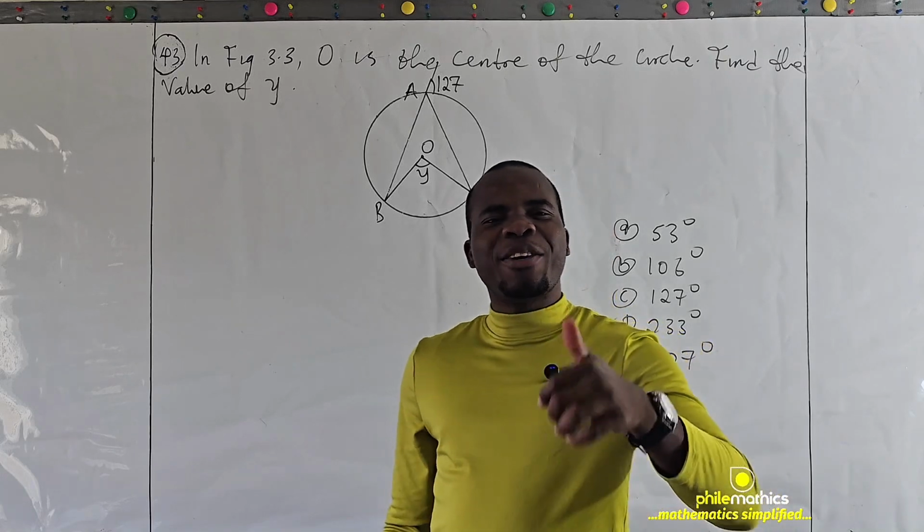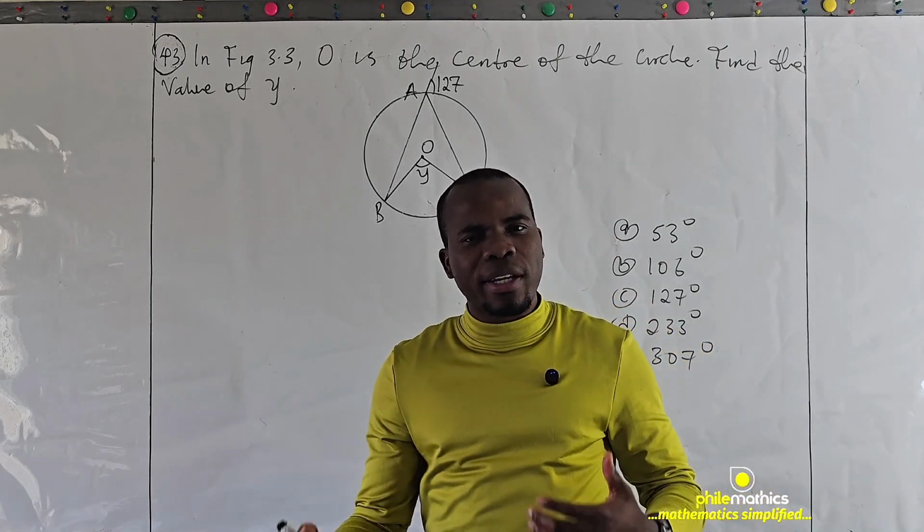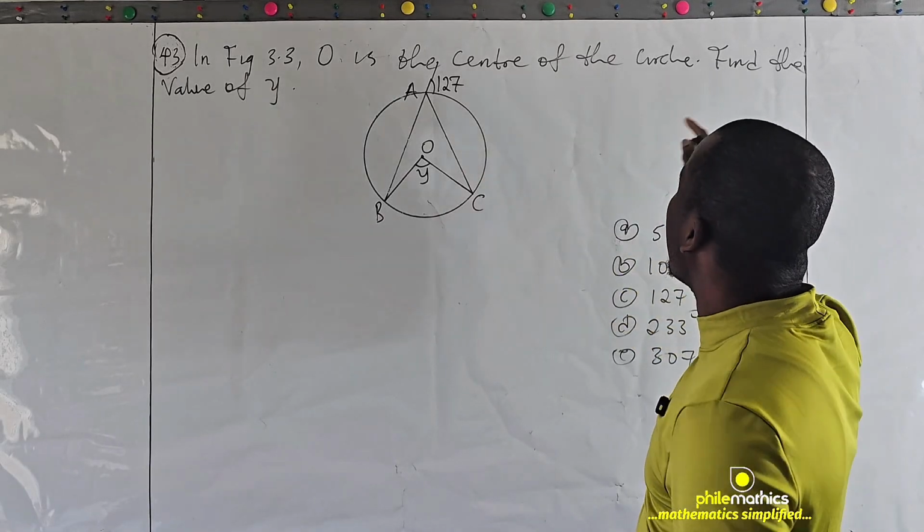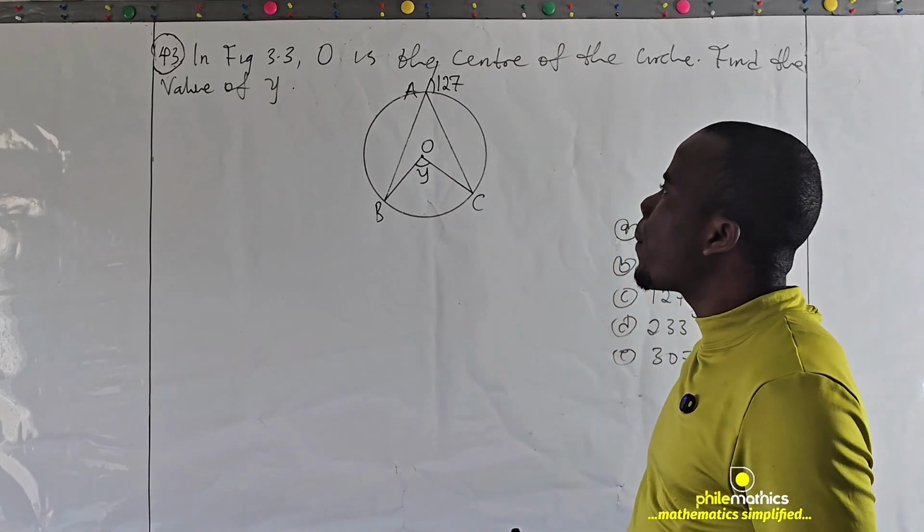Question 43 of NECO 2025 is on circle geometry. It says, in this figure, O is the center of the circle. Find the value of Y.